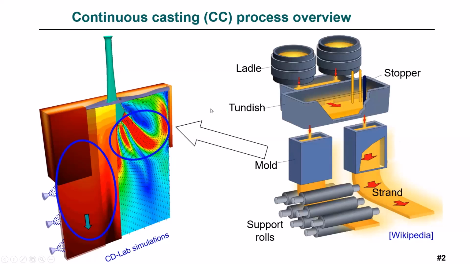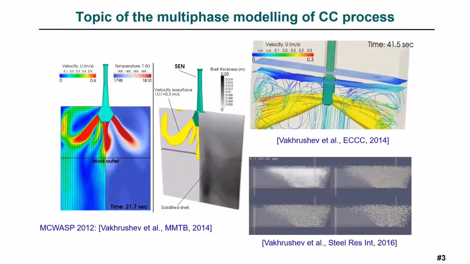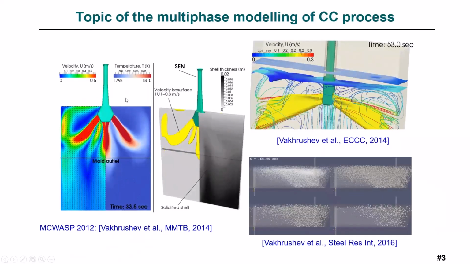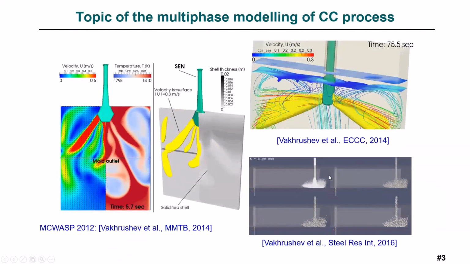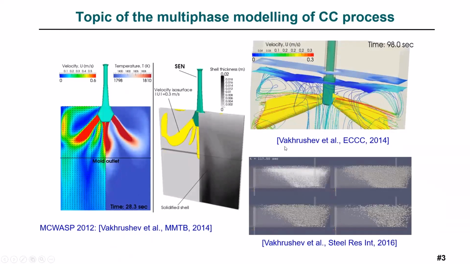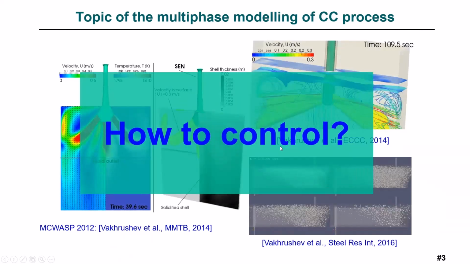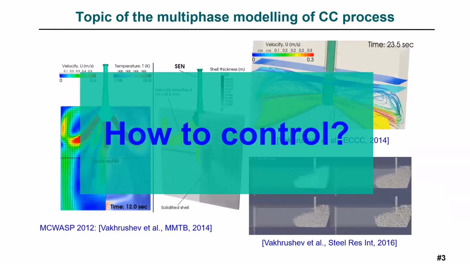Okay, so we will focus on the mold region. We have highly turbulent flow, solidification, and corresponding cooling and behavior of the free surface. So generally, continuous casting is a combination of multi-phase phenomena: turbulent flow, solidification, then free surface. Then there can be different particle or gas bubble motion. And of course, to increase quality, the question arises, how can we control such a process?